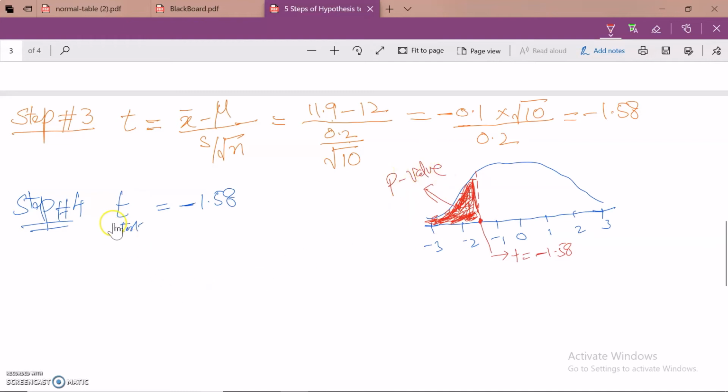So in step number 4, we try to find the p-value, the probability value. And what is the p-value? I told you this is the area to the left of the test statistic. So in order to find the p-value, we will use Microsoft Excel. Let's see how I compute that.